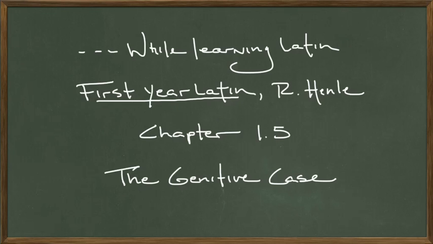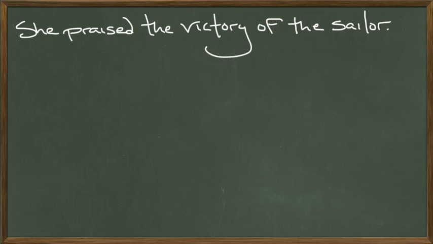In this one we're going to learn to diagram the genitive case, which in English would be possession. And this comes from Mr. Henley's book, chapter 1.5. So let's jump right in. She praised the victory of the sailor.